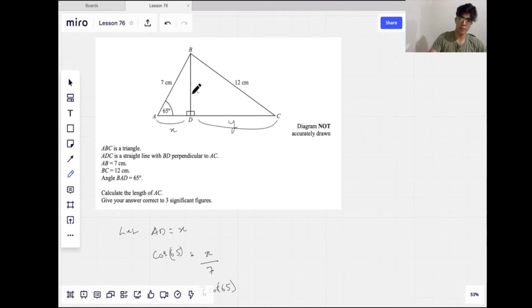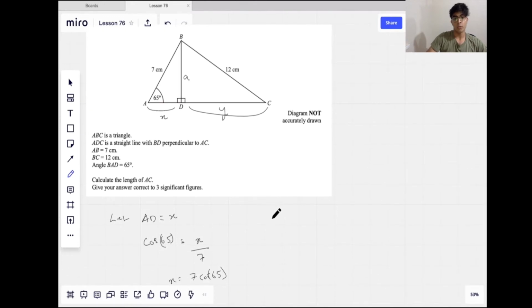So we've got the opposite, the angle and the hypotenuse. Let's run through SOHCAHTOA and think about which one satisfies that. Just pause the video and have a think about which of the SOHCAHTOA satisfies that. So the answer is sine. We know sine of 65 is equal to opposite over hypotenuse, 7. So a is equal to 7 sine 65. Let's just leave it like this right now.